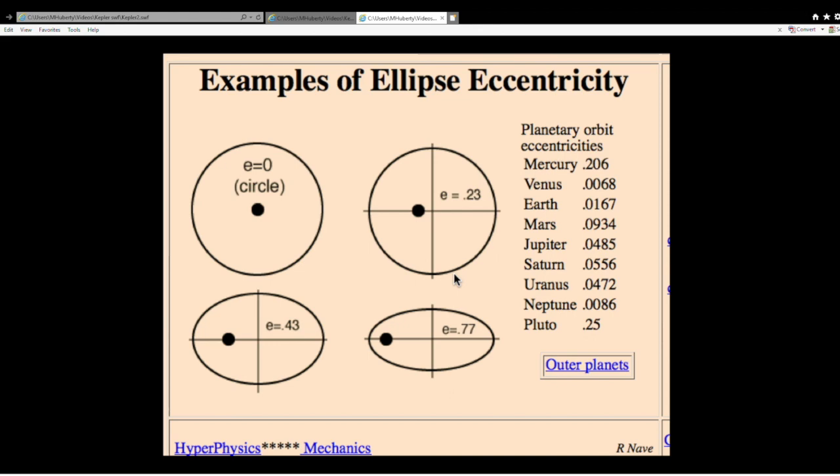You just glance at that. If you weren't told it's not a circle, you'd probably say it was a circle. So for the most part, these aren't really strong ellipses for planets in our solar system. But again, this applies to comets and asteroids and other things as well, which would have more elliptical orbits. Okay, so that's what it looks like.